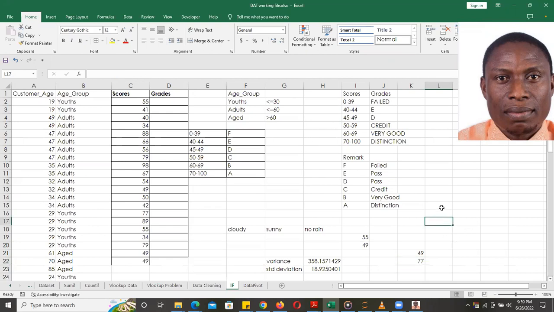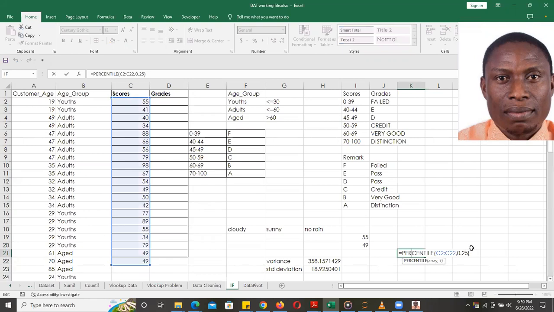What is your K? The K is the percentile you are looking for, the percentage. Let me call it percentage. This one, we are looking for 25%, that's 0.25. The second one is 75%, that's 0.75. Okay, good.